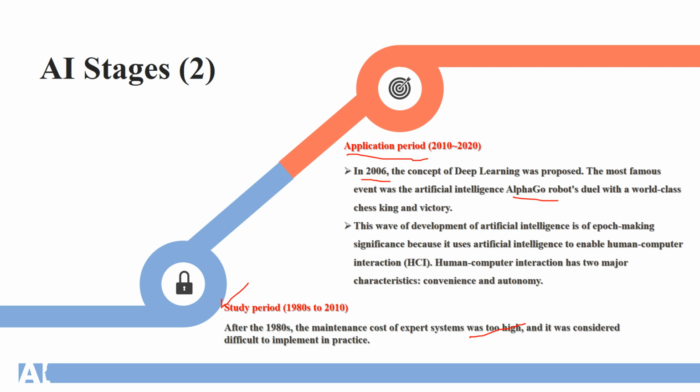Okay, and this wave of development of AI is of epoch-making significance because it uses AI to enable human-computer interaction. Okay, that's called HCI, human-computer interaction. So HCI has two major characteristics: convenience and autonomy. Okay, convenience and autonomy.